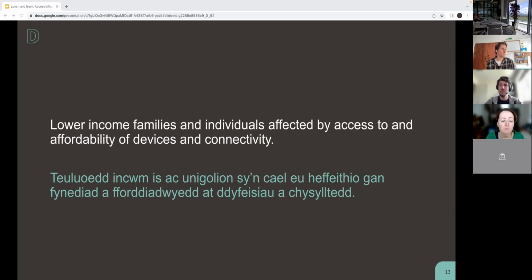And we're going to talk around this in a little bit more detail in a minute, but digital exclusion also includes those families and individuals with lower income. So this may be that they can't afford the same devices, the same broadband packages, or the connectivity as well. So we can't make assumptions that people have access to devices and connectivity when we're designing our services. Next slide, please.